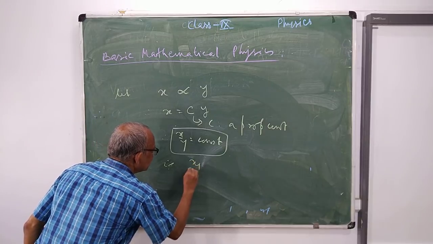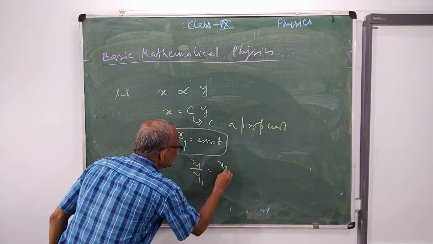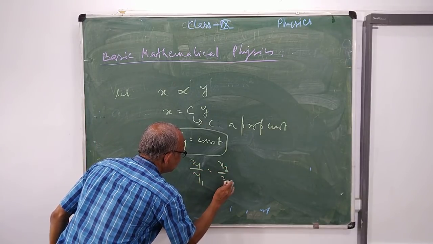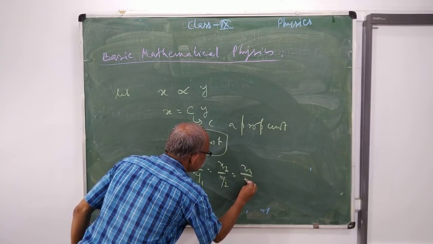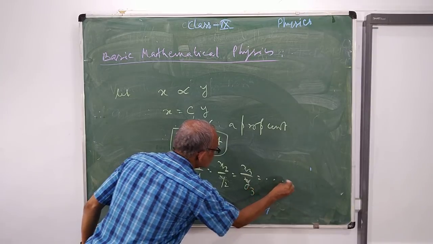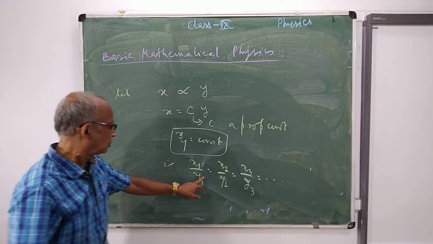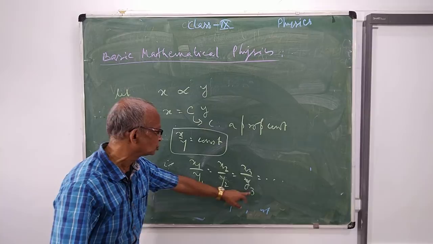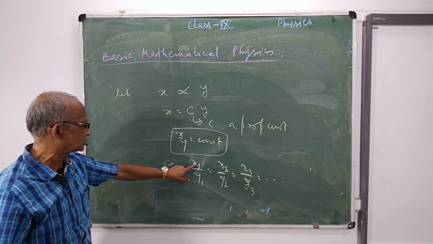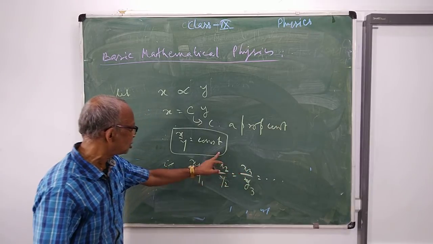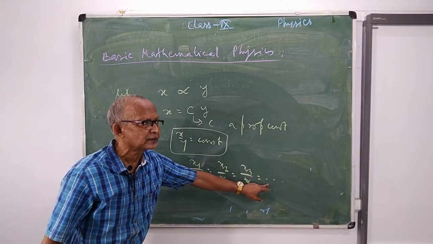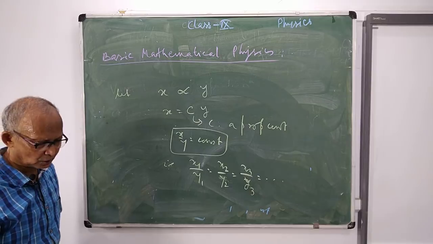That is x1 by y1, x2 by y2, x3 by y3, and so on. What is the suffix 1, 2, 3, etc.? It means the first set of values of x and y, the second set of values of x and y, so that the ratio of x to y will always be a constant value. Okay.